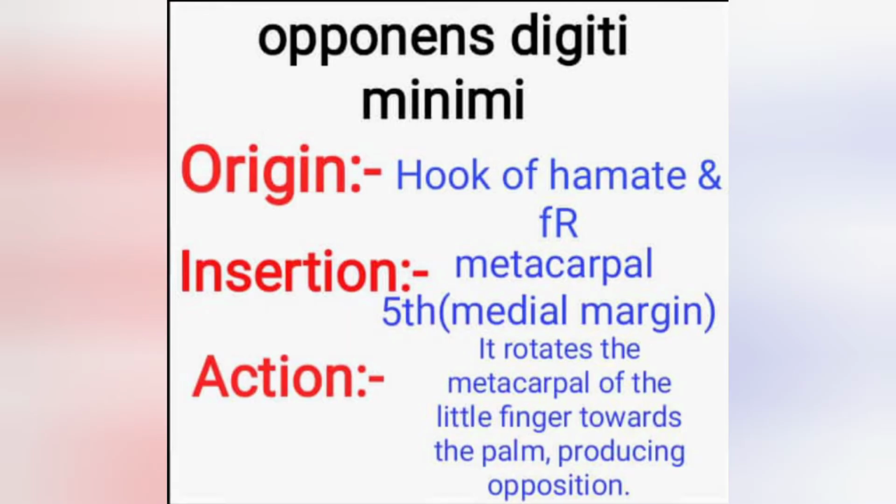So first is opponens digiti minimi. It lies deep to the other hypothenar muscles and it originates from the hook of the hamate and associated flexor retinaculum structures. It inserts into the medial margin of the fifth metacarpal and its action is it rotates the metacarpal of the little finger towards the palm, producing opposition. Then all the hypothenar muscles are supplied by the ulnar nerve.